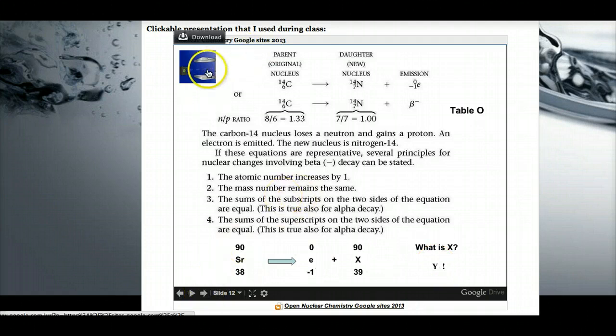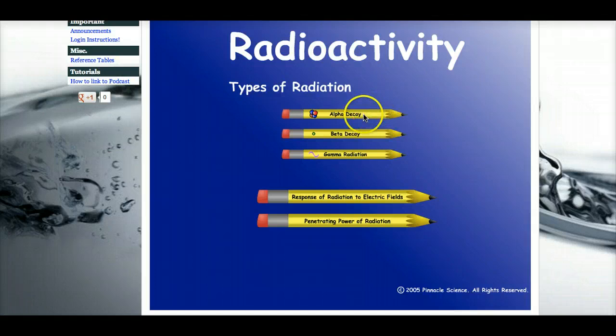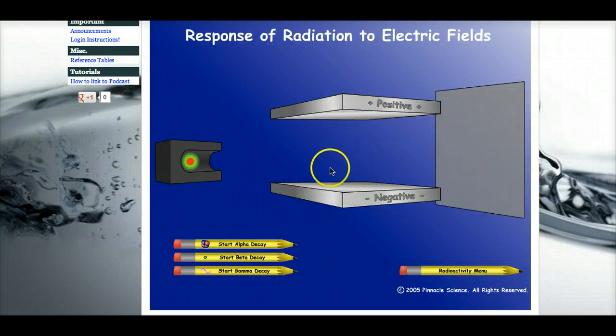I want to take you to some other place, though. I want to take you to this little link here to show you how the particles in table O differ. We talked about alpha particles, beta particles, and gamma radiation. Let's go there for a second. And here we are. And let's undergo the response to radiation to electrical fields. Okay, let's start an alpha decay. And notice this positive, notice it's 4 particles, 2 protons, 2 neutrons. Notice it does what? It goes toward the negatives.